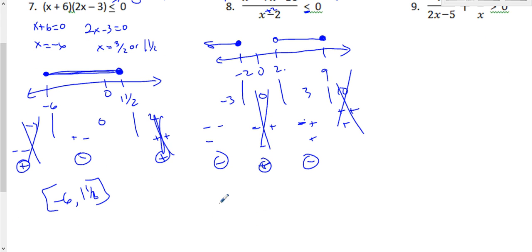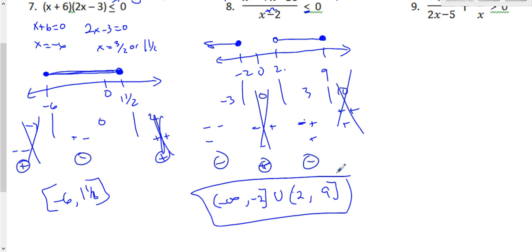So we go from negative infinity to negative 2. That's going to be parenthesis on the infinity and bracket on the 2. We have to have a U to connect these two. And then we start at positive 2 with parenthesis because it's an open dot, and we go on to 9 with a bracket. So there is our interval notation.